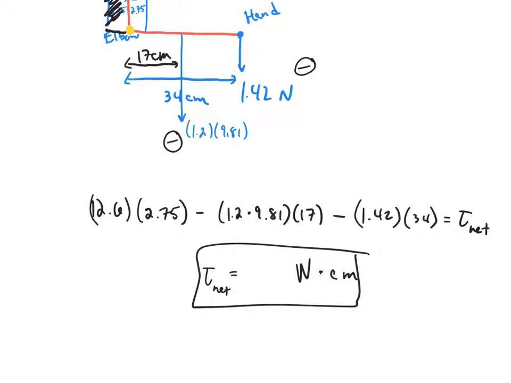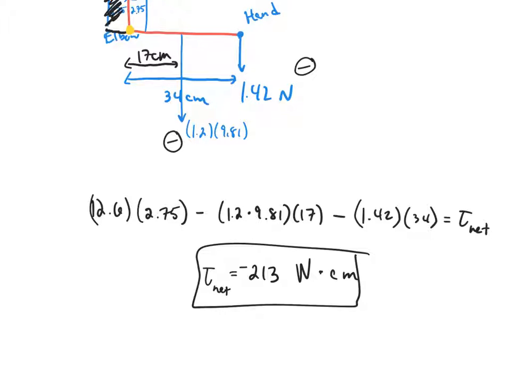I got negative 2.13. Negative 2.13? Negative 213? Okay, so negative 213. It's fine. You should be happy you got it right. It's a good thing to celebrate. Negative 213 newtons times centimeters.